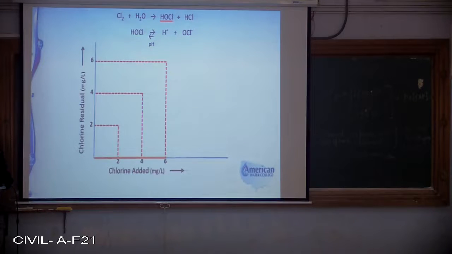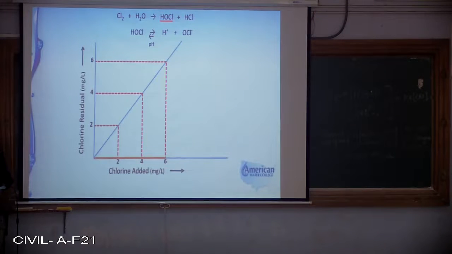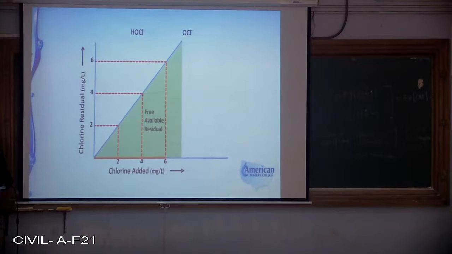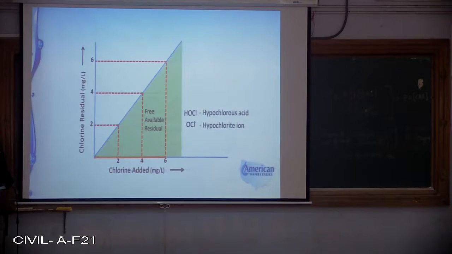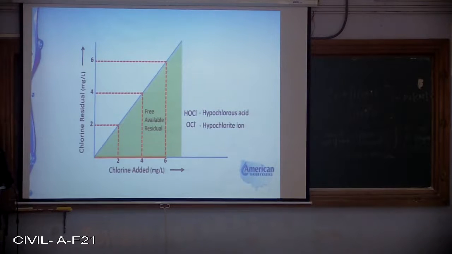So there's a linear relationship, or a direct relationship, between the amount of chlorine added and the residual that remains in solution. And this residual is a free chlorine residual that's made up of hypochlorous acid and the hypochlorite ion, depending upon the pH. So this is what I explained before. Depending upon the pH, there'll either be more hypochlorous acid or more hypochlorite.